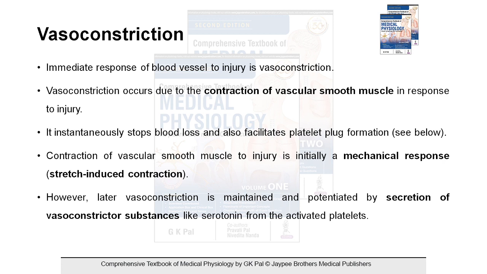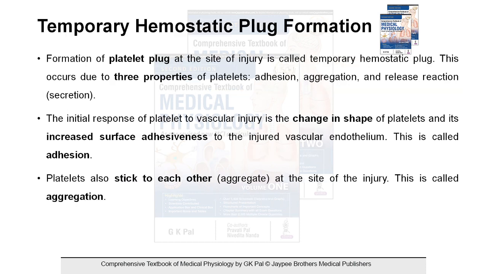So what is vasoconstriction? Constriction of vascular smooth muscle in response to injury is called vasoconstriction. It is a mechanical response, and a very important neurotransmitter that plays a role in the vasoconstrictor mechanism is serotonin, which is called the happy hormone or the lovely hormone. The formation of a platelet plug at the site of injury is called the temporary hemostatic plug.